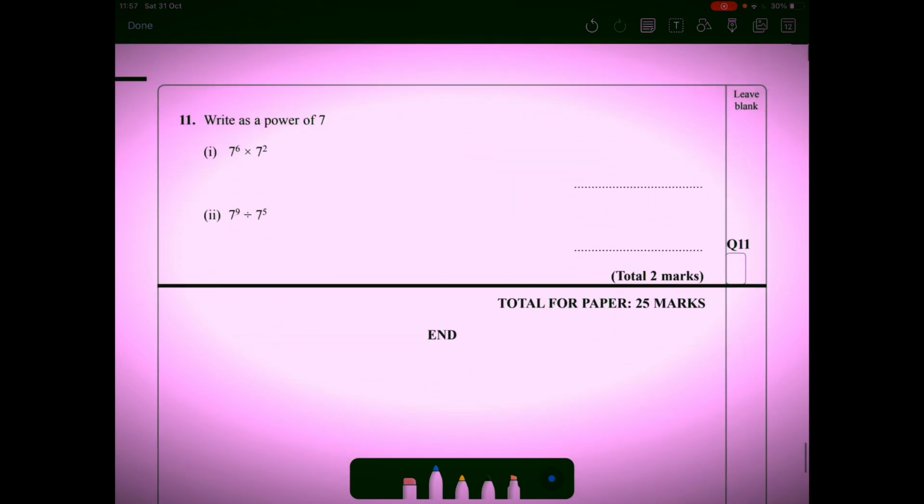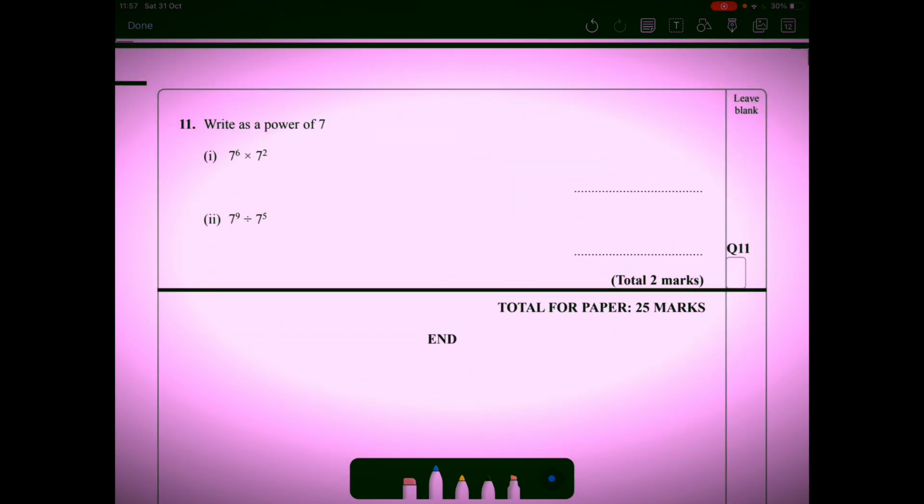And we've got one more question. Write as a power of 7, 7 to the power of 6 times 7 to the power of 2. If you know this instantly, you can quickly write down 7 to the power of 8 and everything's fine. Common mistake, 7 to the power of 12 is not the answer. Let's see why that is the case.